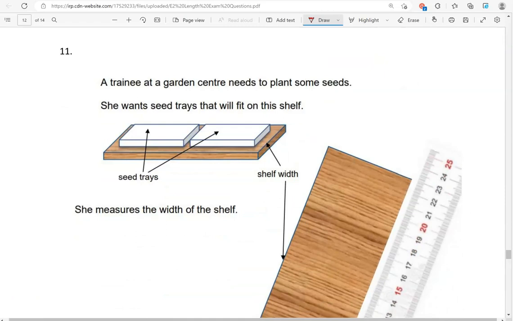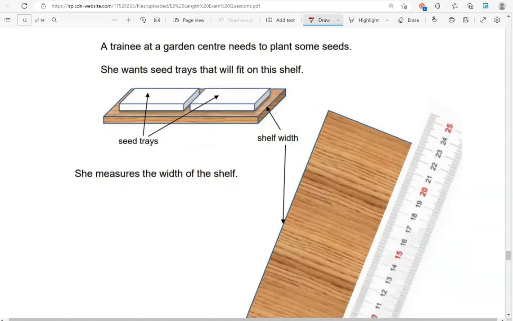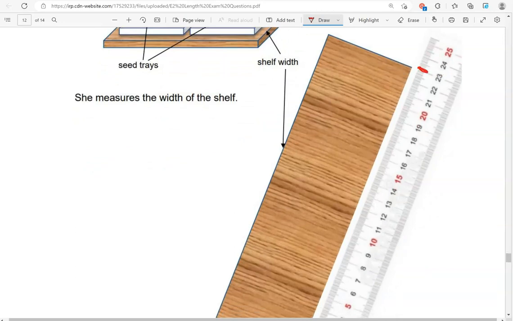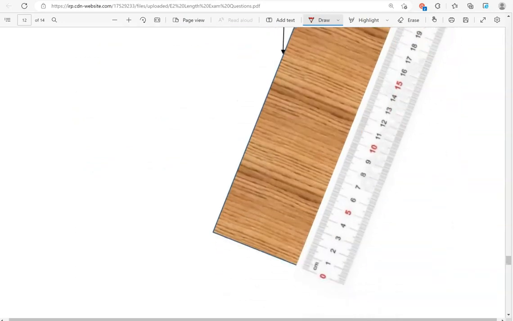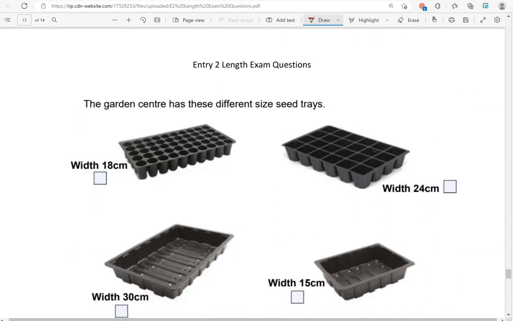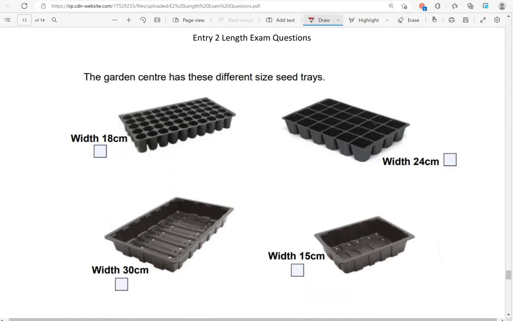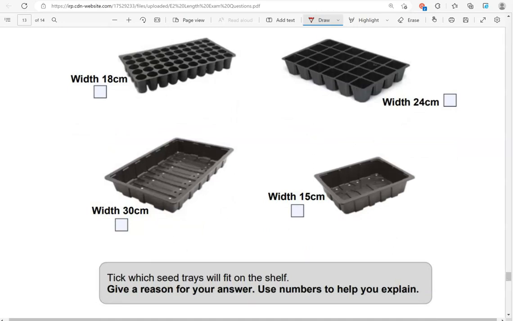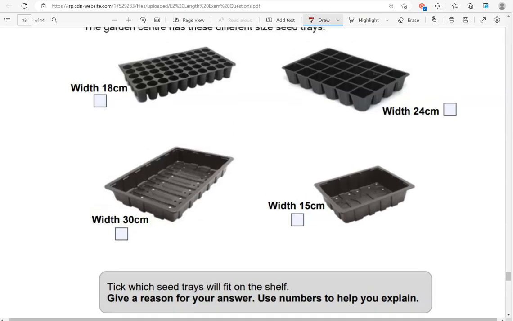A trainee at a garden centre needs to plant some seeds. She wants seed trays that will fit on this shelf. We've got seed trays and shelf width. She measures the width of the shelf, which is 23 centimetres. The garden centre has these different size seed trays. Width 18 centimetres, 24 centimetres, 30 centimetres and 15 centimetres. Tick which seed trays will fit on the shelf. Give a reason for your answer. Use numbers to help you explain.